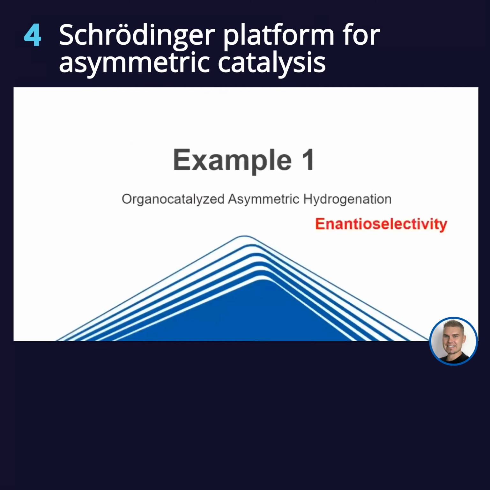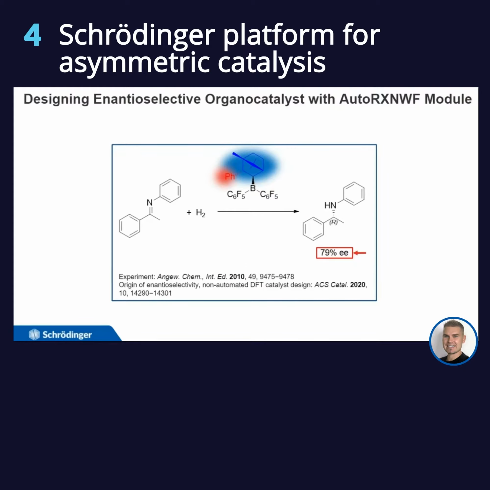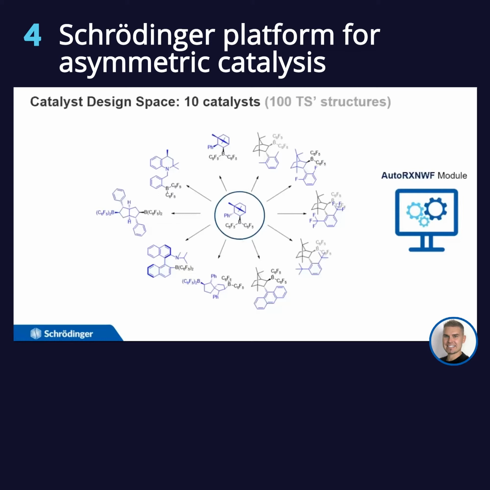Let us see how this works in practice. Our first reaction of interest is organocatalyzed asymmetric hydrogenation. Here is our reaction, and what we want to do is to design a catalyst that maximizes the percent EE. There is a total of 100 transition state structures. The reason for that is there are 2 transition states per catalyst, and I selected 5 conformers per transition state. So in total, we have 100 transition state structures.